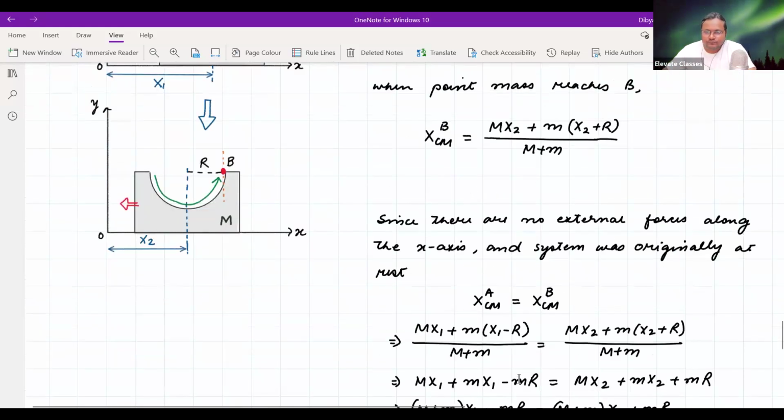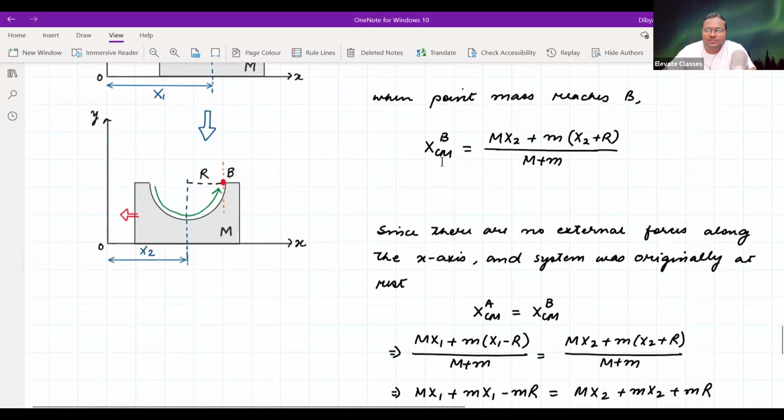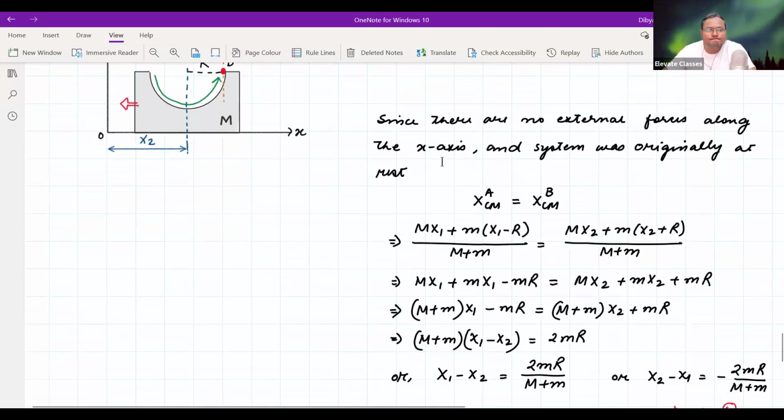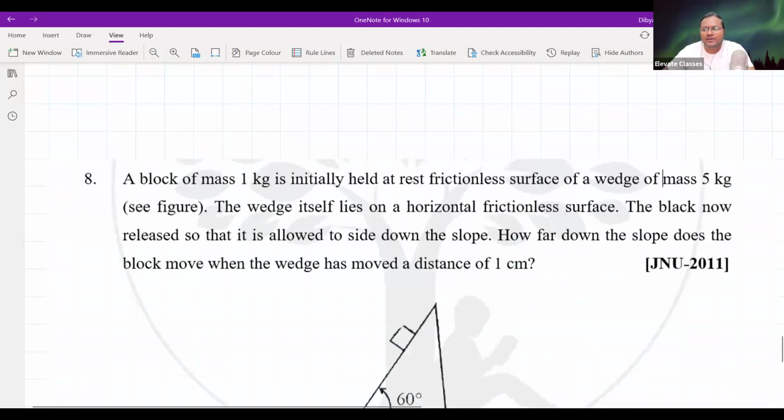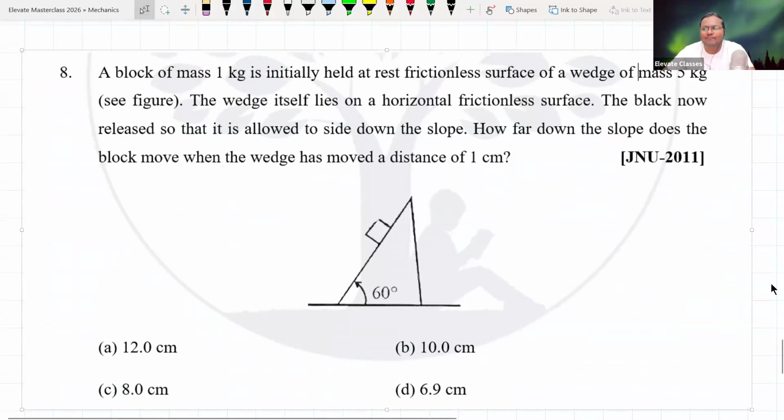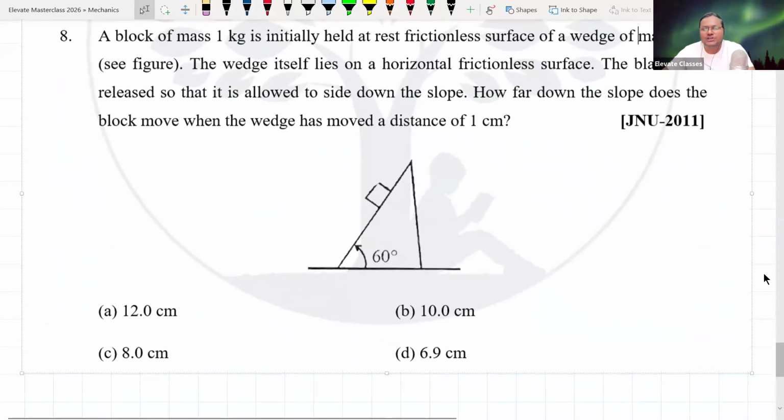All right. एक और सवाल मैं आपको देता हूं which is similar. All right, next question is this one. So here you have a block of mass m 1 kg initially held at rest on a frictionless surface of a wedge of mass 5 kg. तो आपके पास एक wedge है.